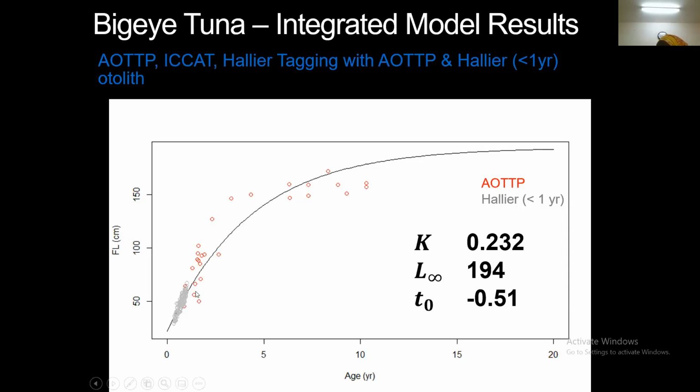So those are what are shown in gray, and that's why they're only for very small fish. And then the AOTTP collection extends over a wider variety of ages. And these are the von Bertalanffy parameters shown here from this first integrated model run.